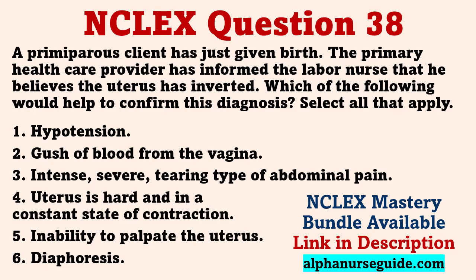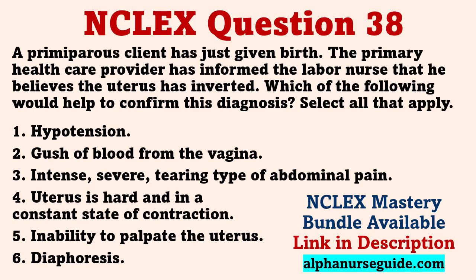A primipara client has just given birth. The primary healthcare provider has informed the labor nurse that he believes the uterus has inverted. Which of the following would help to confirm this diagnosis? Select all that apply. 1. Hypotension. 2. Gush of blood from the vagina. 3. Intense, severe, tearing type of abdominal pain. 4. Uterus is hard and in a constant state of contraction. 5. Inability to palpate the uterus. 6. Diaphoresis.